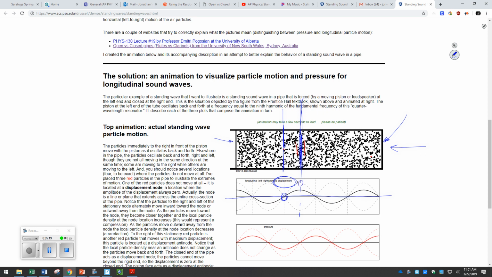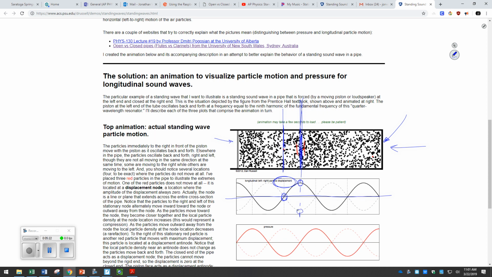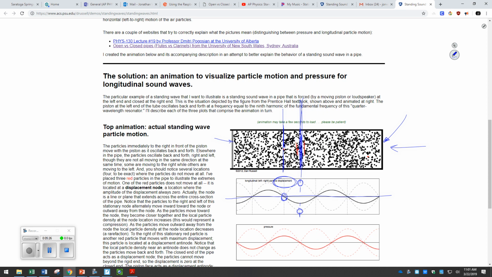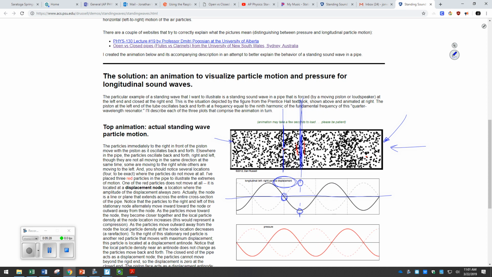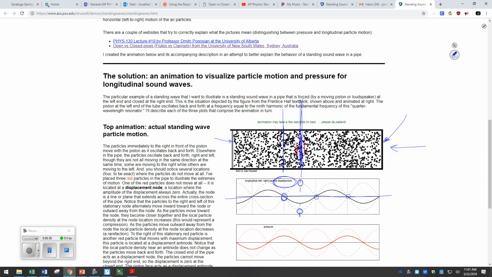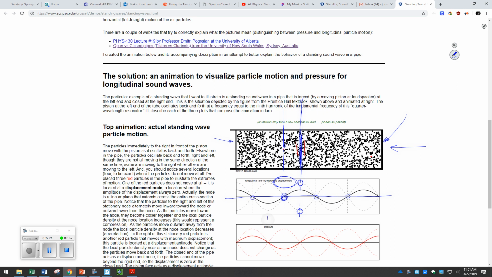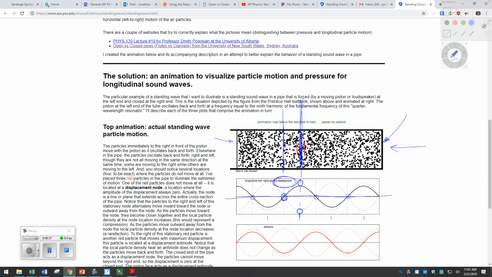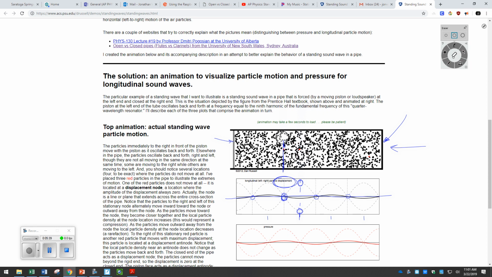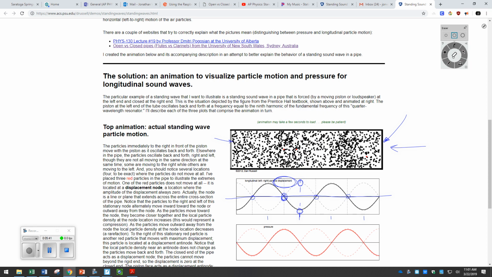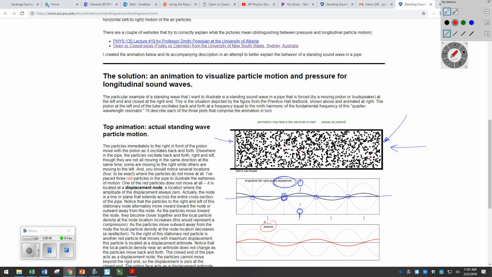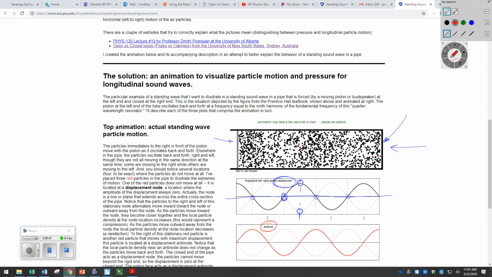So this is a displacement antinode. What I'm assuming is that you know what the difference is between a node and an antinode. Right? For a standing wave, these are the nodes, and these are the antinodes. Now, what's strange about this is that this other graph, and the print is real small here, is a graph of air pressure as a function of position.